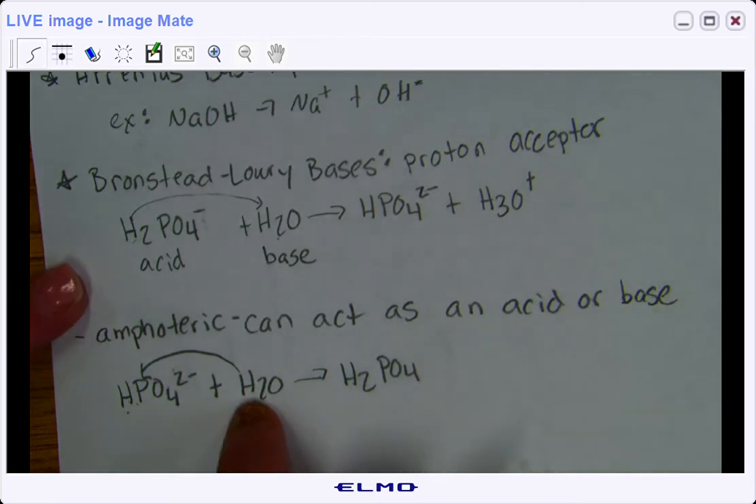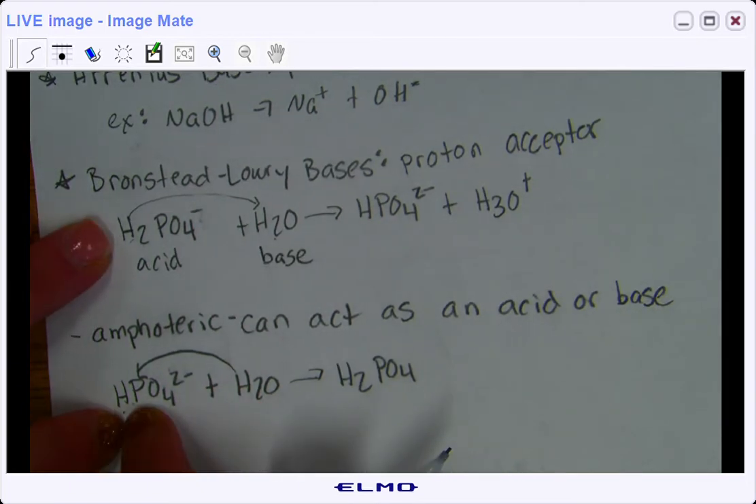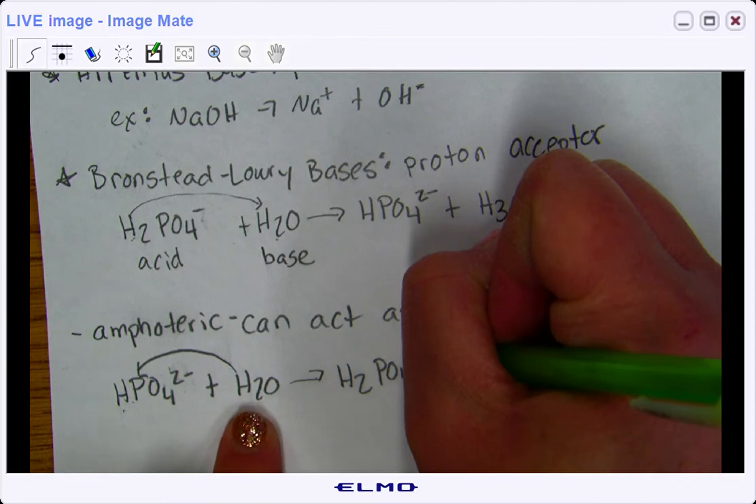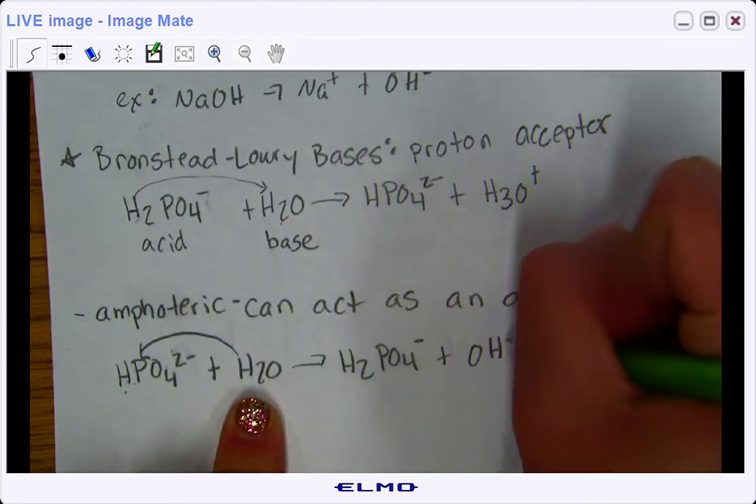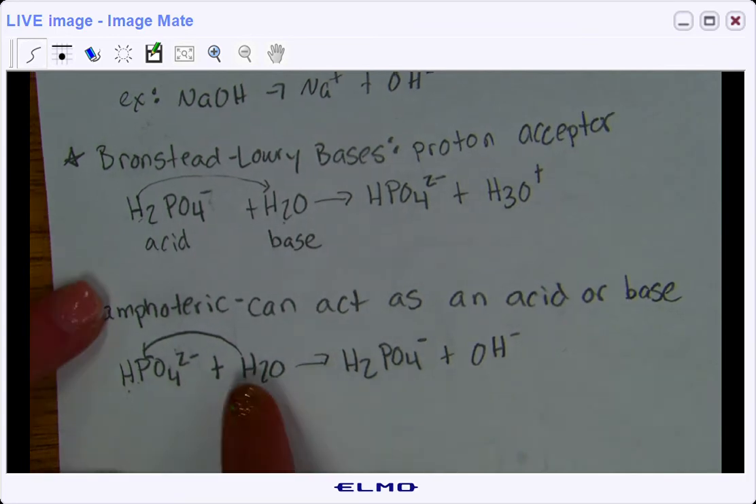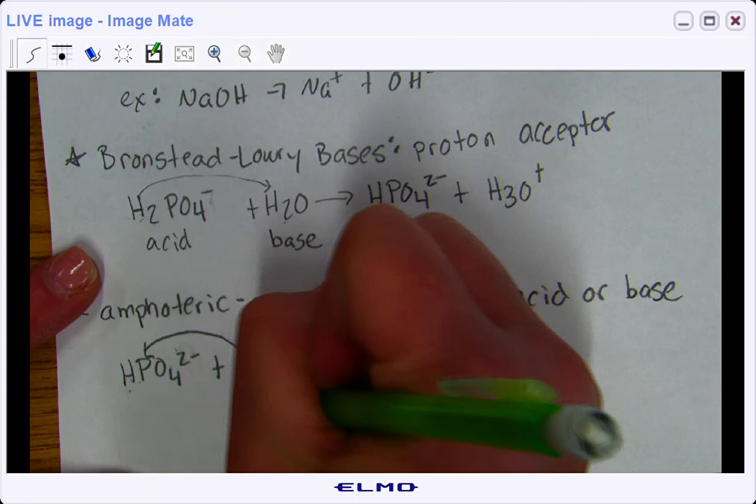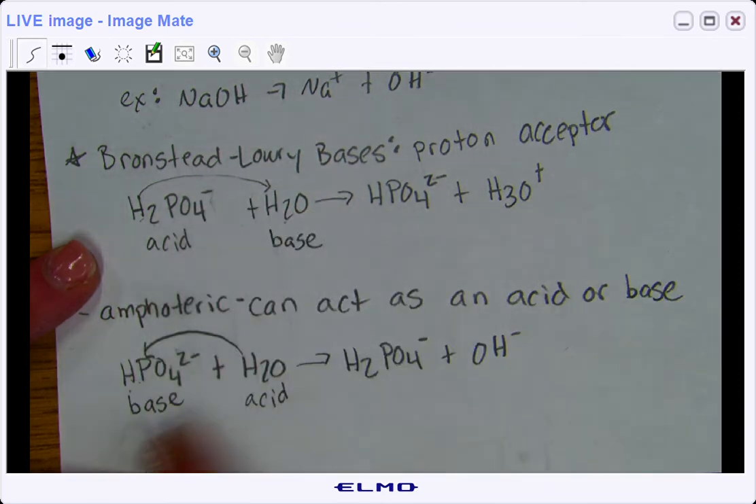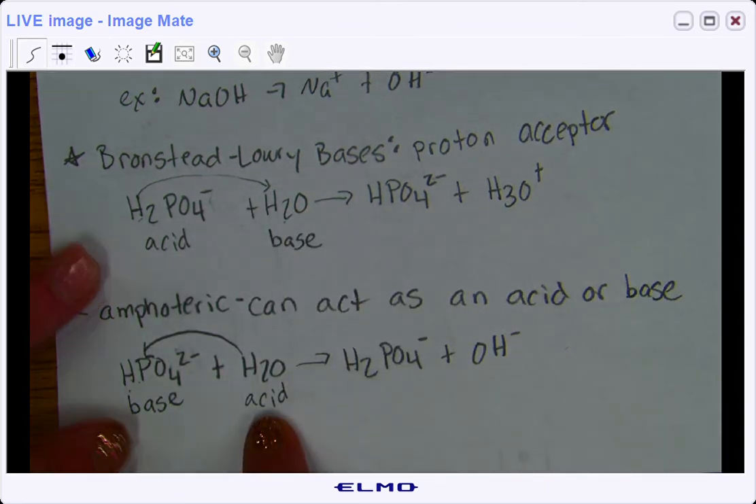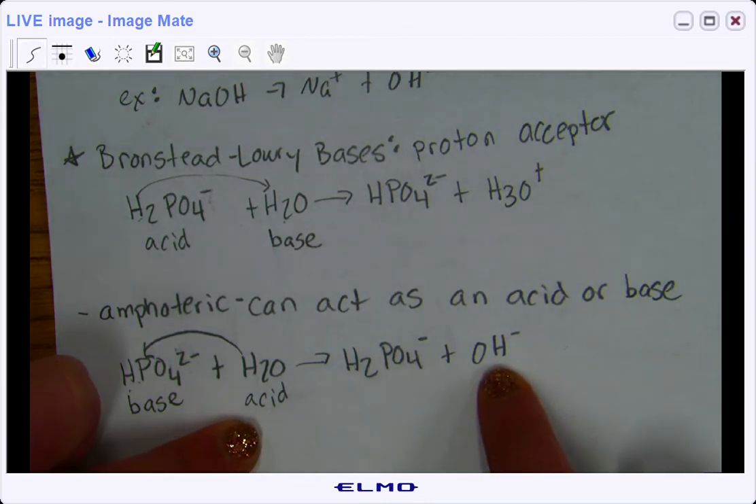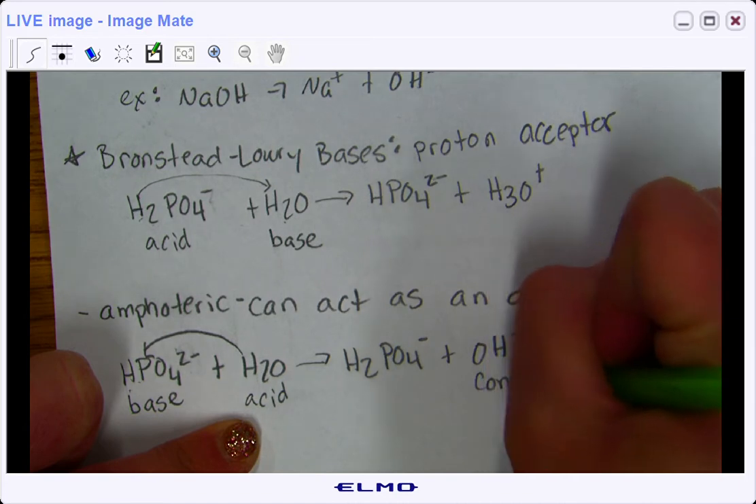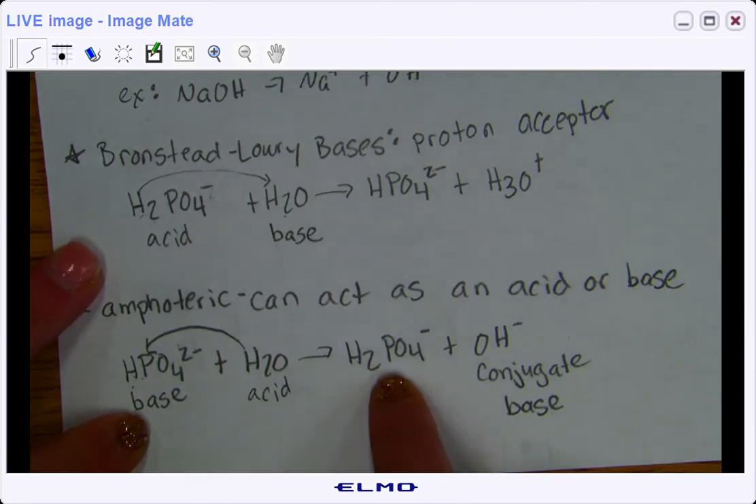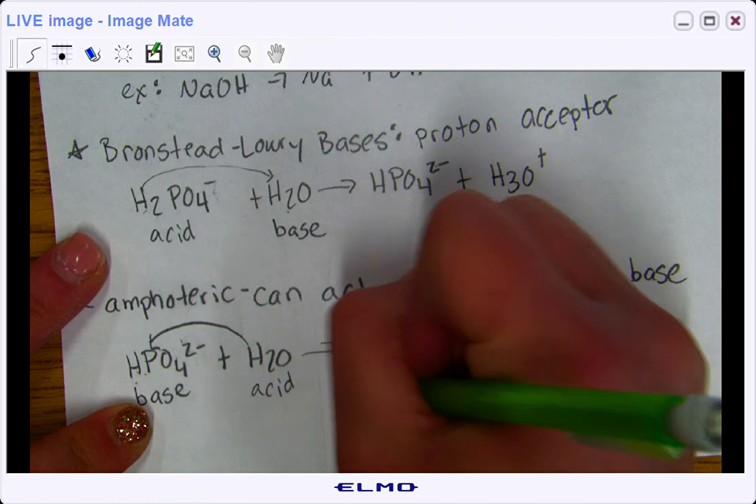So when water donates a hydrogen, I get 2 hydrogens, and this PO4 2 minus becomes a minus, and my water loses a hydrogen to form hydroxide ions. So water in this case is now donating, it is acting as the acid. HPO4 2 minus is acting as the base because it is accepting. So what does water form? It forms hydroxide. So we call that the conjugate base. And HPO4 2 minus forms H2PO4 minus, and so we call that the conjugate acid.